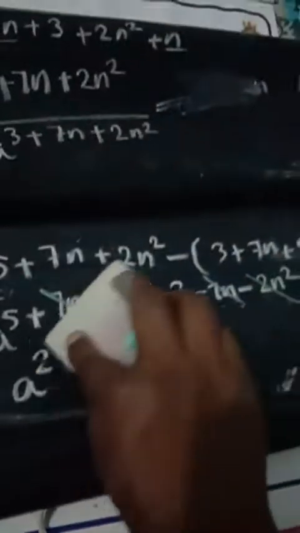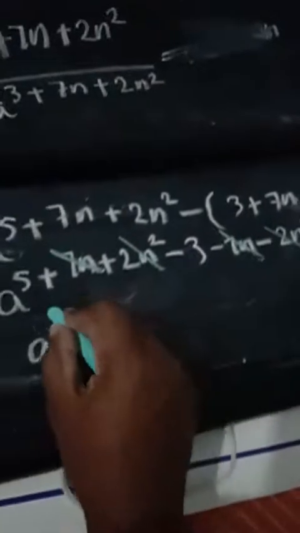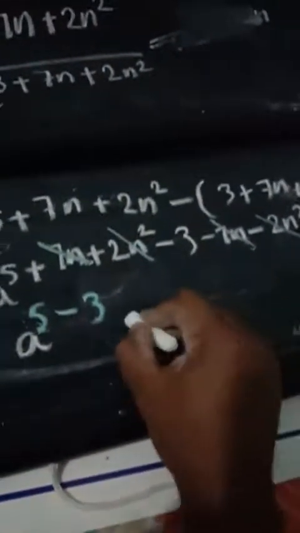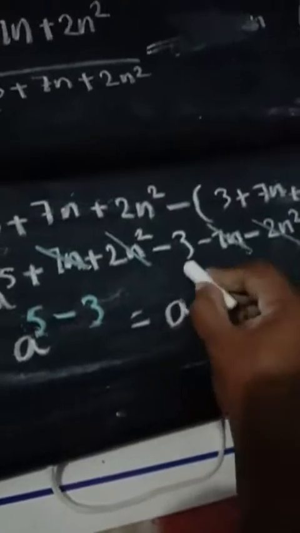Okay. A raised to 5 minus 3. That is equal to a raised to, what is 5 minus 3? 2. So the answer is a square. Hope you understand this one. Clear? Okay. Do carefully.